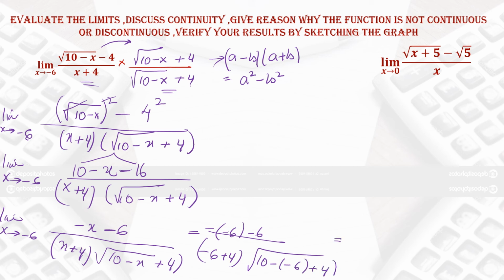Now negative 6 minus 6 is 0, and whatever you get here, negative 2, and 10 plus 6 is 16, 16 plus 4 it will be square root 10. 16 is 4, plus 4, it will give you 8. So 0 divided by negative 16, so the answer is 0.